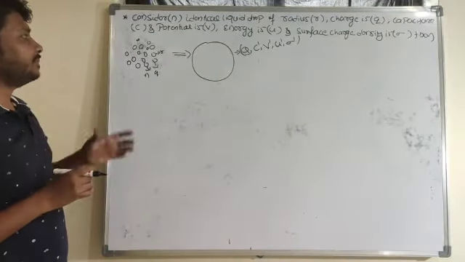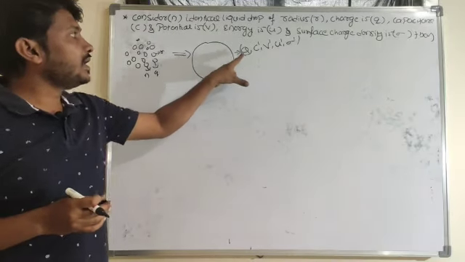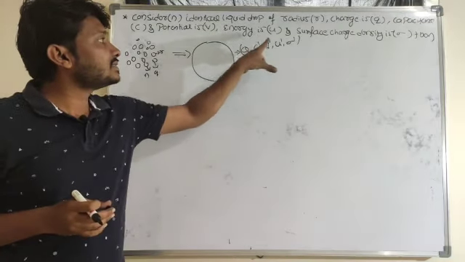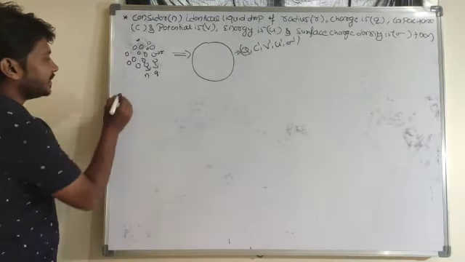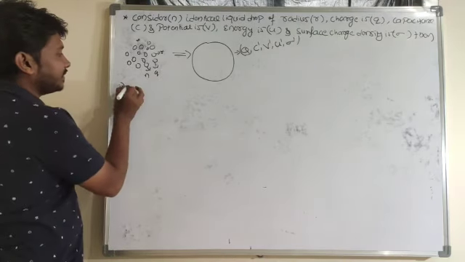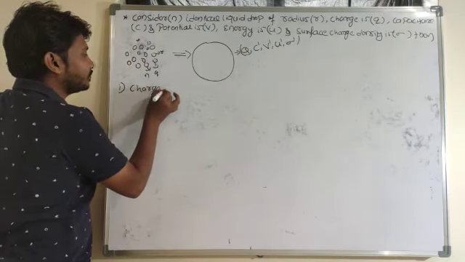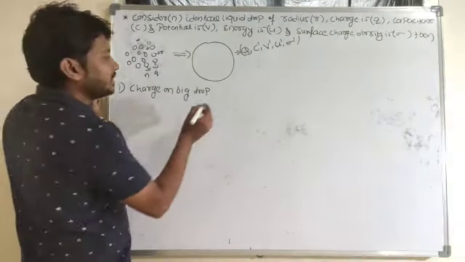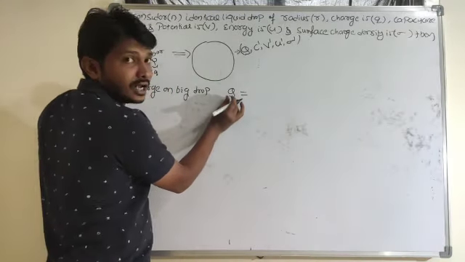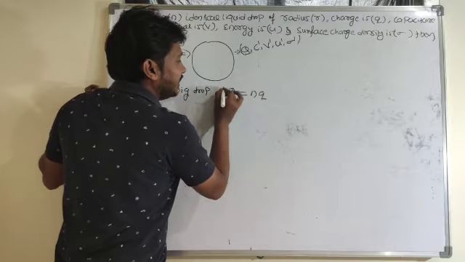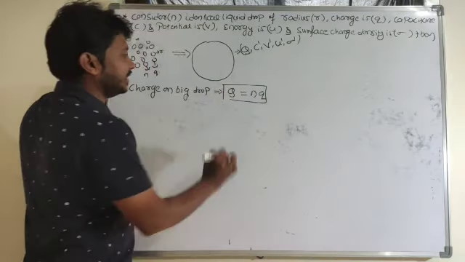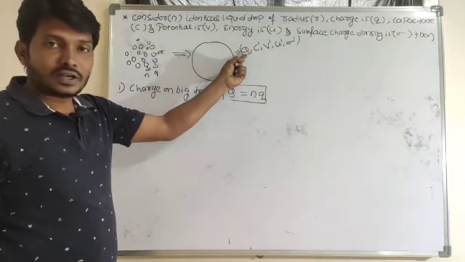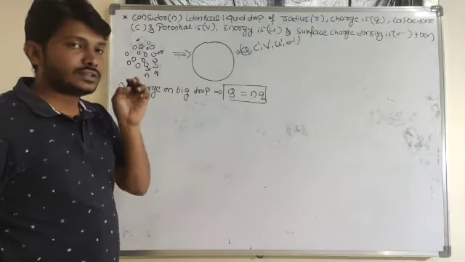Now let me find out the charge on the bigger drop, capacitance of the bigger drop, potential of the bigger drop, energy of the bigger drop, and surface charge density of the bigger drop. First, the charge on the big drop. Capital Q indicates the charge on the big drop, and it is equal to n into the charge on the small drop.